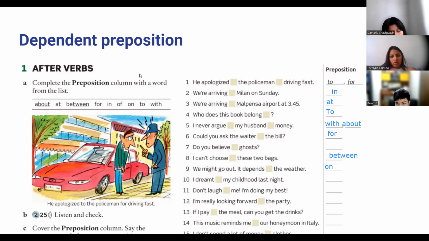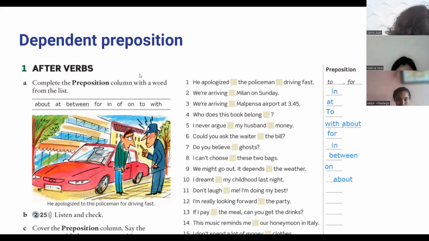Kevin, 11. Don't laugh at me. I'm doing my best. Can you repeat? What was that? Don't laugh at me. Yes, don't laugh at me. Okay, next. Joan, 12.